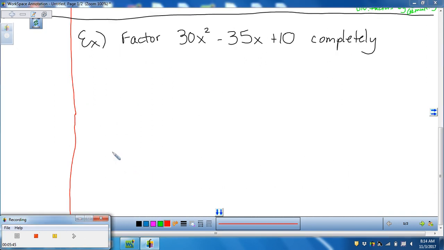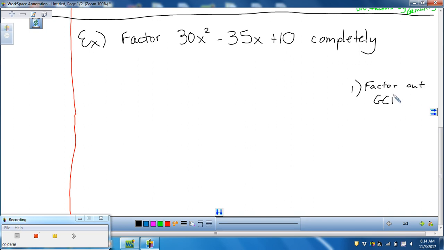Okay, second example. This time we are factoring 30x squared minus 35x plus 10 completely. And we're going to follow the same steps we did before, which step 1 says to factor out your GCF if you have one.